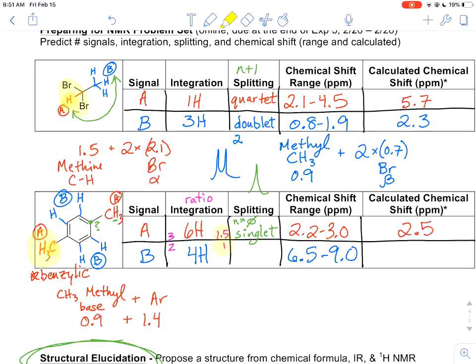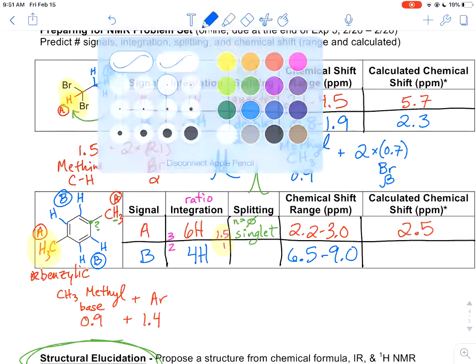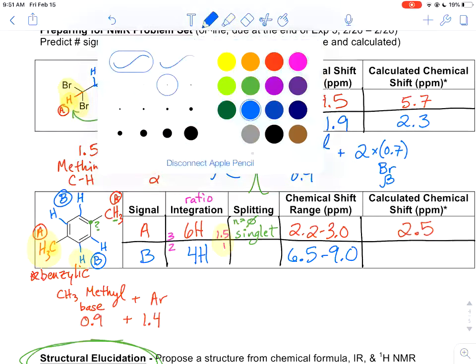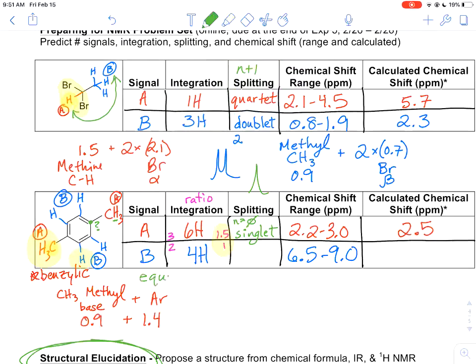All right, but this is moving backwards, like we already know the structure of the molecule. So now we consider that any one hydrogen doesn't have any neighbors. And this is another thing that I haven't really talked about. I'm going to write this out explicitly: equivalent signals do not split each other.